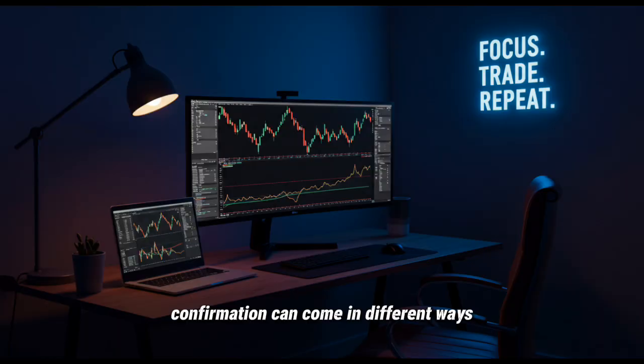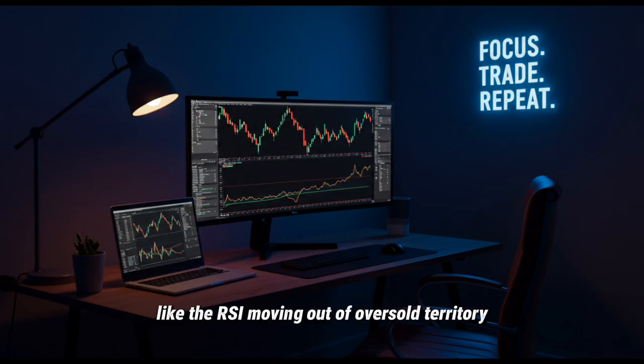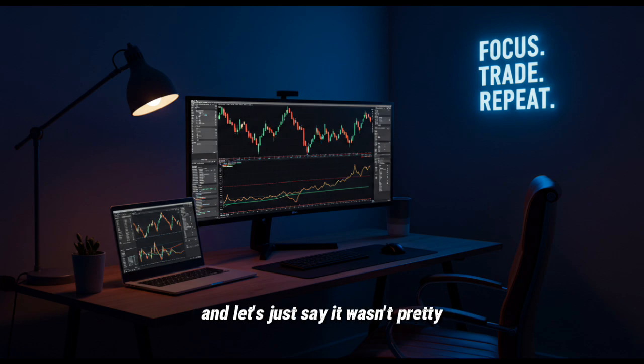Confirmation can come in different ways. Maybe it's a candlestick pattern, like a bullish engulfing candle that shows buyers are stepping in. Or perhaps it's an indicator, like the RSI moving out of oversold territory. Whatever it is, it's your green light to proceed. Personally, I've rushed into trades without waiting for confirmation before, and let's just say it wasn't pretty. Patience here can save you a lot of heartache.